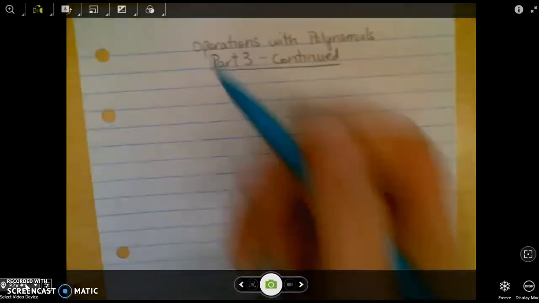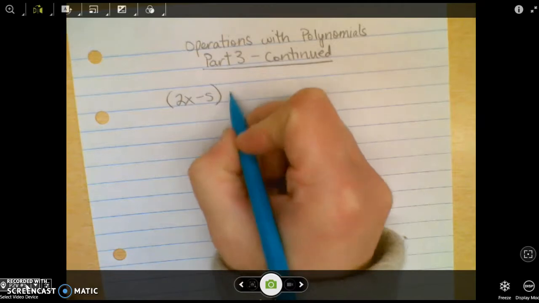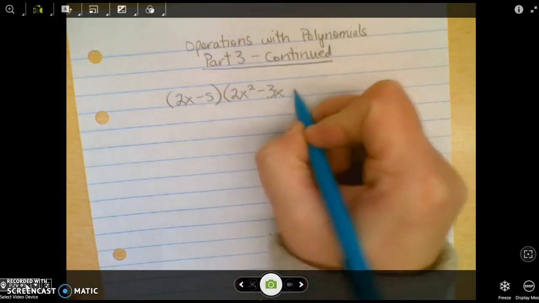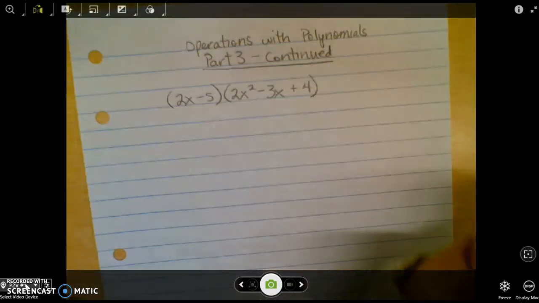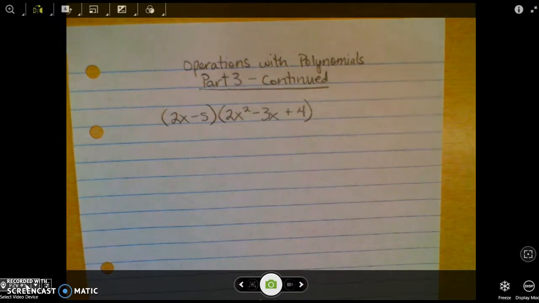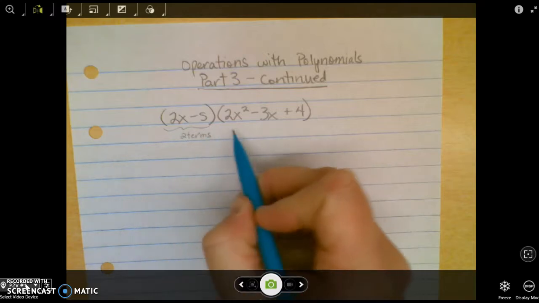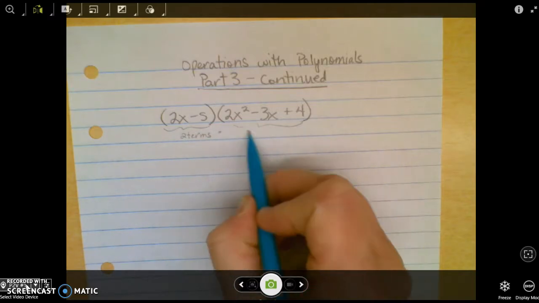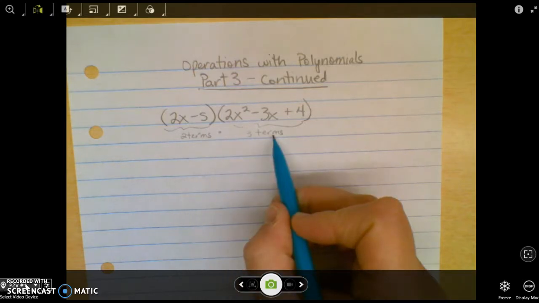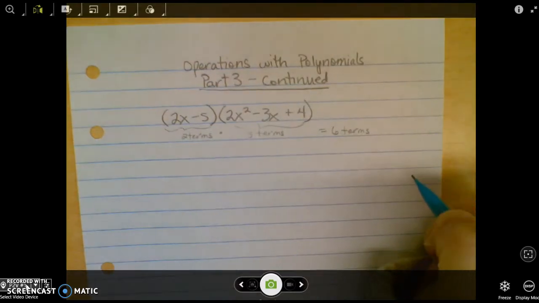So let's take 2x minus 5 and multiply it by my trinomial 2x squared minus 3x plus 4. Now before beginning, you should always think about how many terms you have. Here we have two terms times three terms. Two terms times three terms should give me 6 terms when I'm done multiplying.